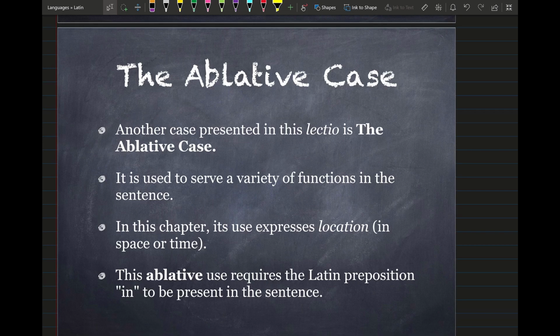This ablative use requires the Latin preposition in to be present in the sentence. So notice this word in here is the same in English as it is in Latin. But if you want to convey location, you have to make sure that this preposition is present in the sentence in order to do so.